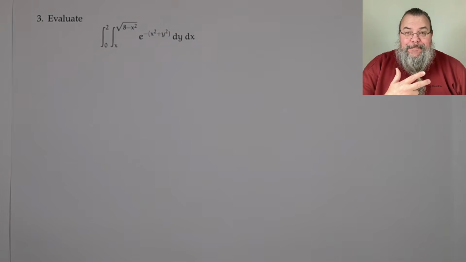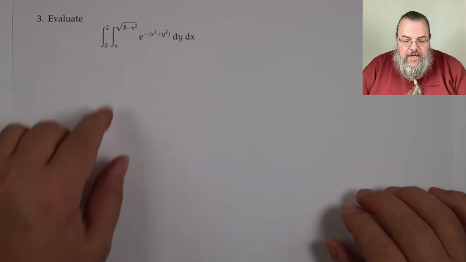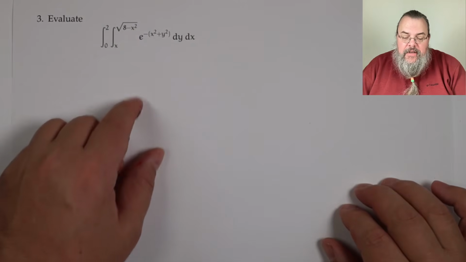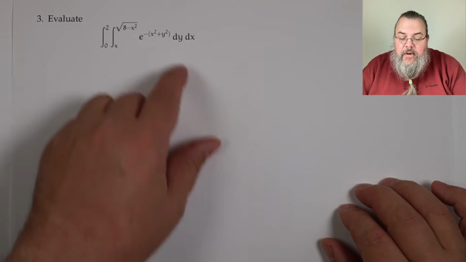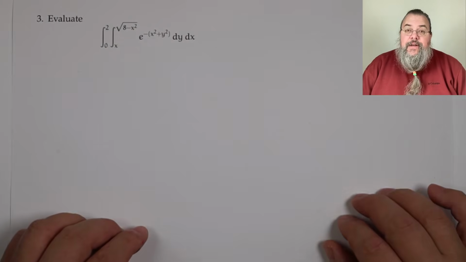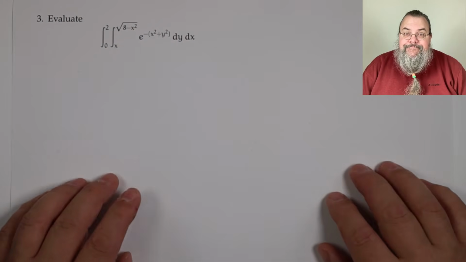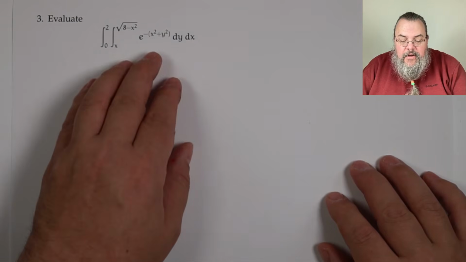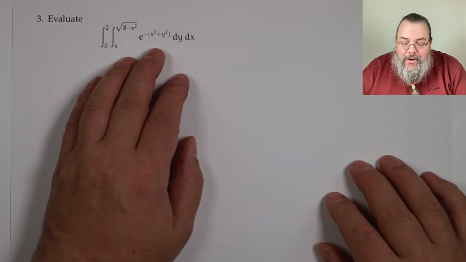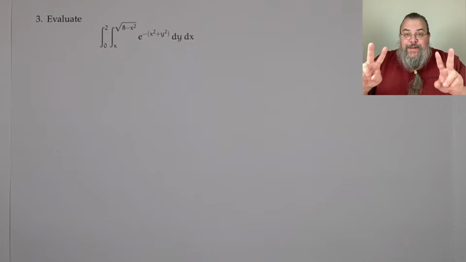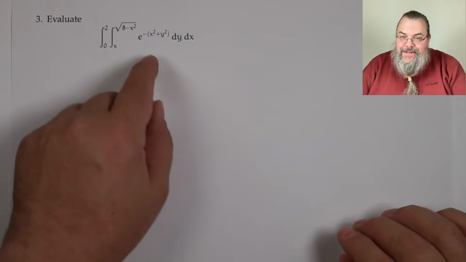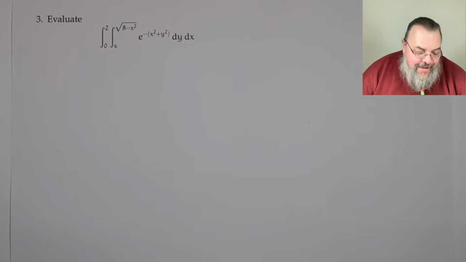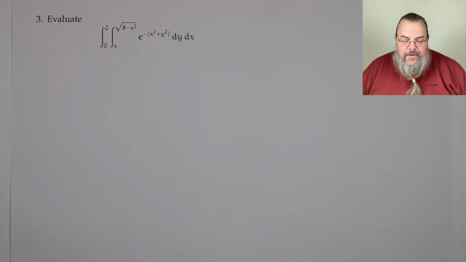Number 3, evaluate. We have an integral, 0 to 2, x to the square root of 8 minus x squared, e to the negative x squared plus y squared, dy dx. And this makes us say, you might say, well, what's wrong? You're not going to integrate that with respect to y. So you're like, hey, we just learned a trick. Change the order of integration, right? You're not going to integrate that with respect to x either. And then you're like, dang it. Well, what are we going to do?